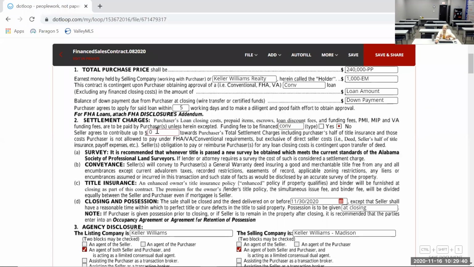Seller agrees to contribute up to blank towards purchaser's total settlement charges, to include half title cost, purchaser, and the cost that purchaser is not allowed to pay under FHA VA conventional requirements, but exclusive of direct seller cost. Okay. So notice these are the purchaser's loan closing costs, not the seller's. The seller has their own closing costs between paying commission, their half title, deed prep, taxes, that kind of thing. This is just the purchaser side. So this is what the costs are going to be for the purchaser to get a loan.